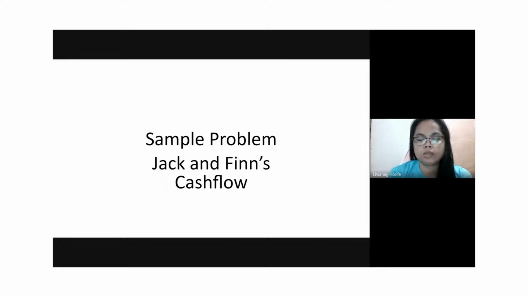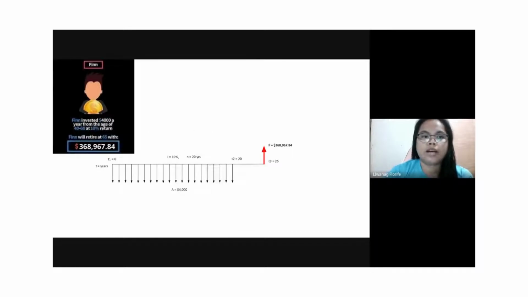Now in this video, I'll be showing you how to determine or how to project Finn's investment at the age of 65 years old. So as a preview on Finn's investment, we have here Finn invested $4,000 a year from the age of 40 until 60 years old at 10% return. Finn will retire at the age of 65 with a total amount of $368,967.84. So this graph shows the cash flow diagram showing Finn's investment.